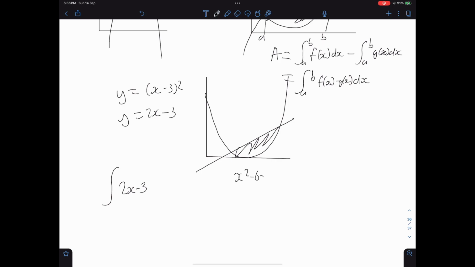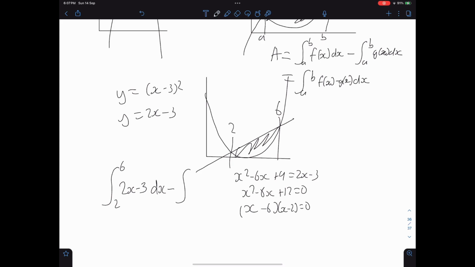So x squared minus 6x plus 9 equals 2x minus 3, x squared minus 8x plus 12 equals 0, (x minus 6)(x minus 2) equals 0. So these points will be x equals 2 and x equals 6. And then we'd subtract (x minus 3) squared dx.